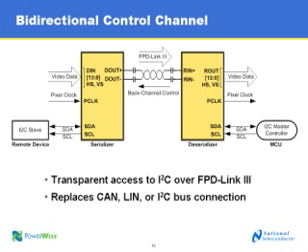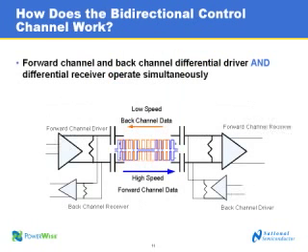Great. So now let's talk a little bit about how this bidirectional control channel really works. Here's a diagram that illustrates the basics of what's going on. The high-speed data is indicated in blue, and the low-speed control data, or back channel data, is shown in orange. The forward channel driver is sending the high-speed data, and the forward channel receiver, which is in the deserializer, receives that. At the same time, the back channel driver sends the orange low-speed data from the deserializer across the same differential pair to the back channel receiver.